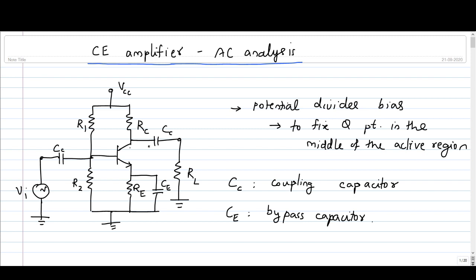Then there are three capacitors in the circuit. CC is the coupling capacitor and CE is the bypass capacitor. You have an input source signal VI, which is an AC signal that is coupled to the base of the transistor through a coupling capacitor, and you have a load resistance RL which is coupled to the collector terminal through another coupling capacitor. The functions of the coupling capacitor and bypass capacitor we have discussed in the meeting, so I am not repeating it here. This is the circuit diagram of a common emitter amplifier.